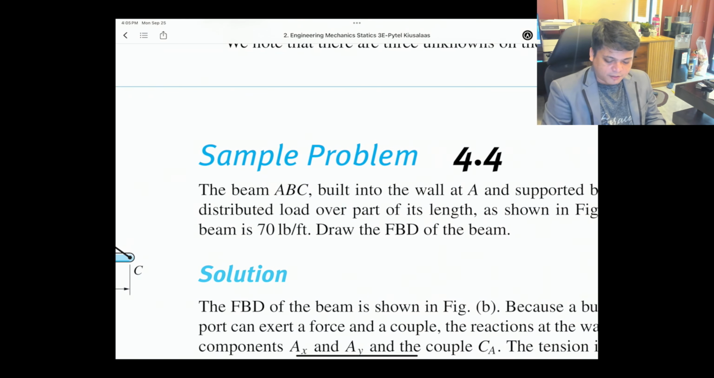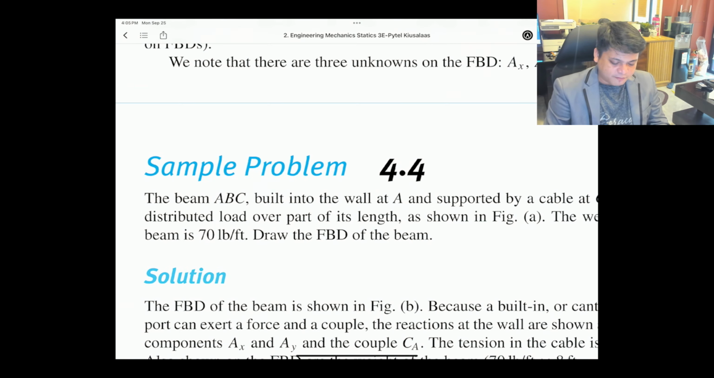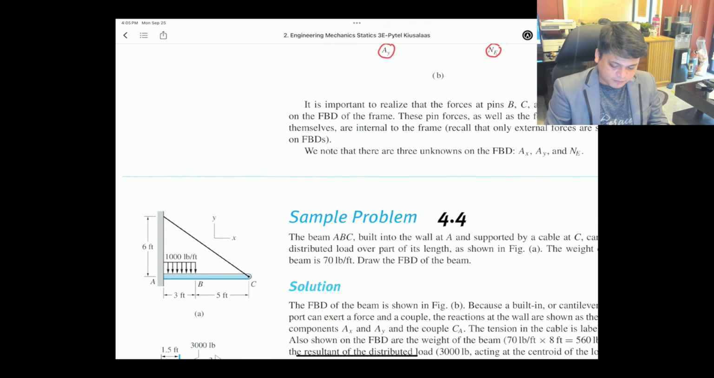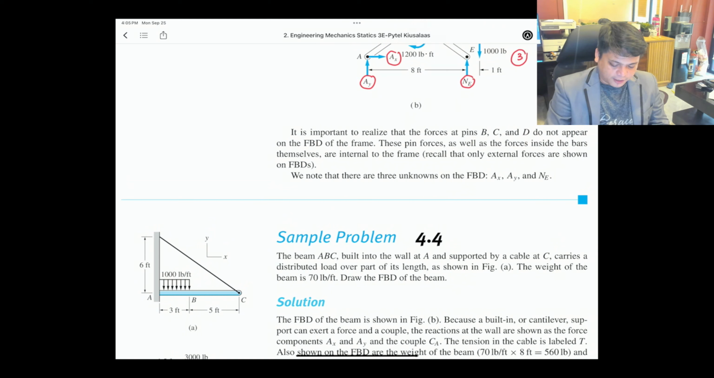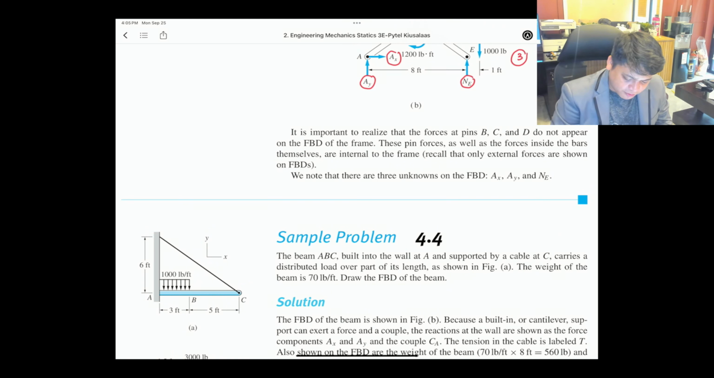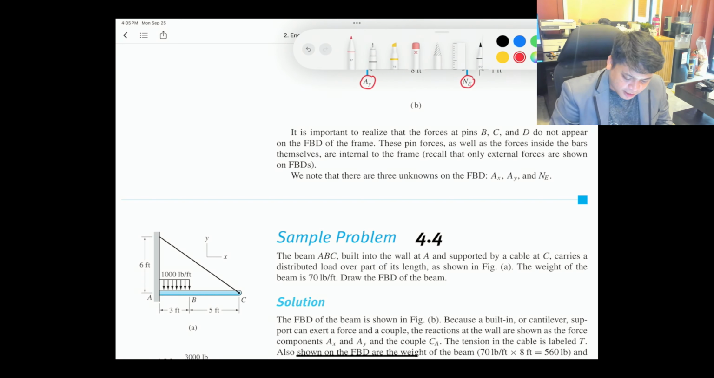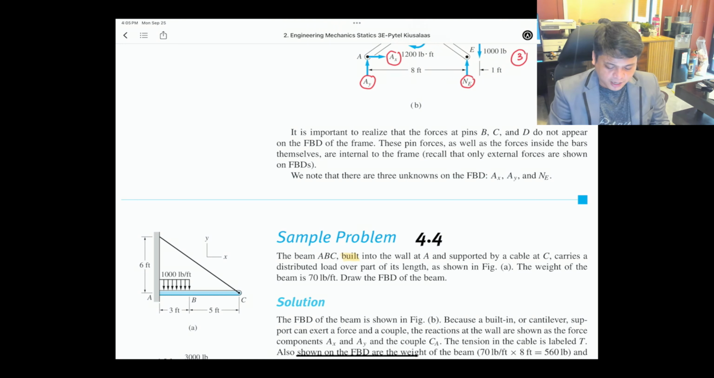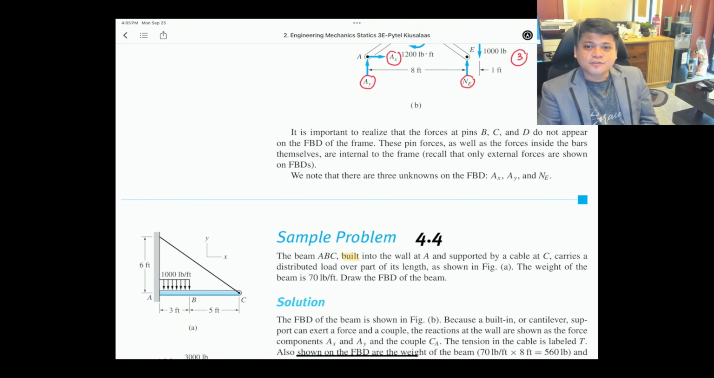Let's have this problem 4.4. The beam ABC, built into the wall. So the beam ABC, it says, is built into the wall at A. Okay? Here at A. So automatically, when we say built into the wall, it has a fixed support.